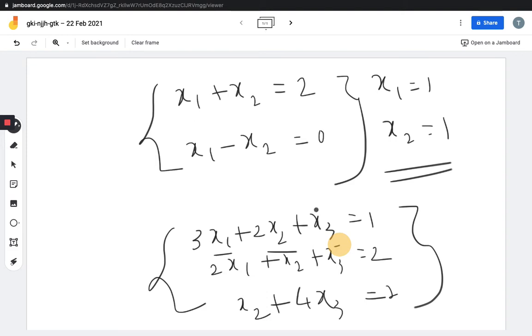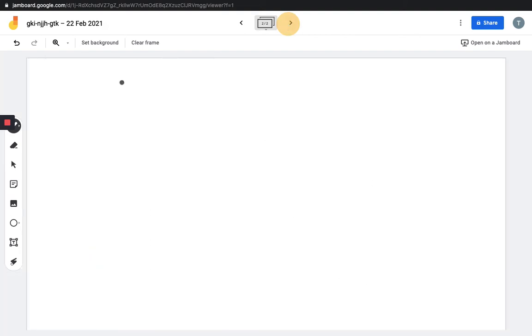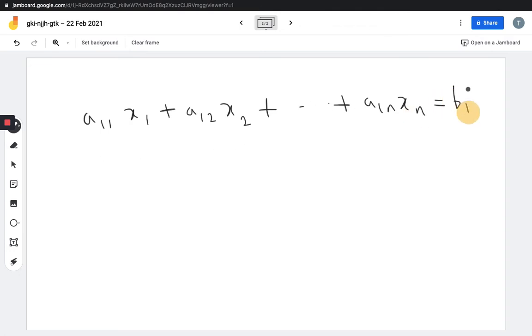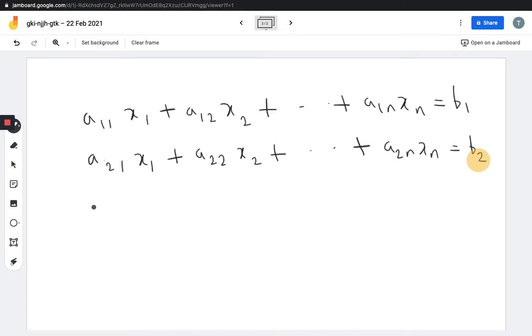The problem becomes more grave, more serious, and more intractable if we have multiple equations like this: a11 x1 plus a12 x2 plus a1n xn equals b1. That's your first equation. Then the next equation is a21 x1 plus a22 x2 plus a2n xn equals b2. It's your second equation. Next, a31 x1 plus a32 x2 plus, in this way, a3n xn equals b3. That's your third equation.